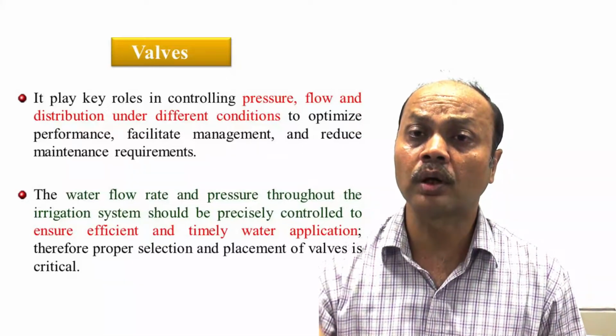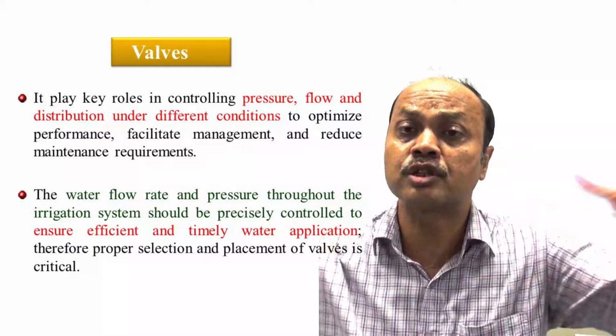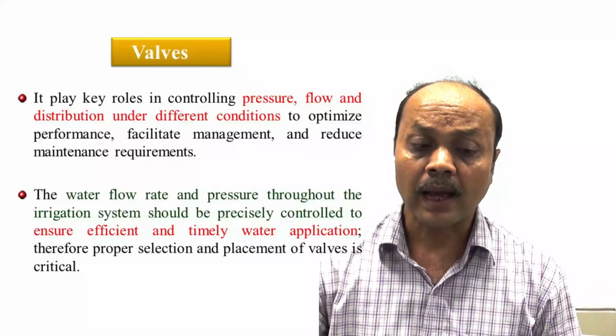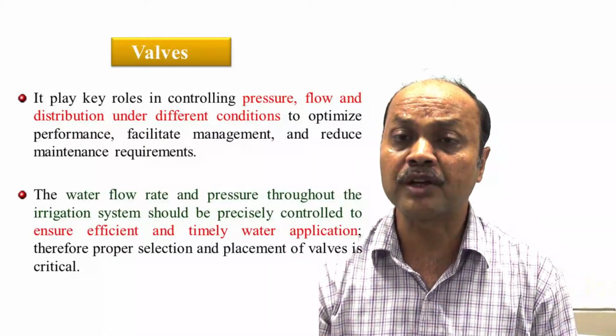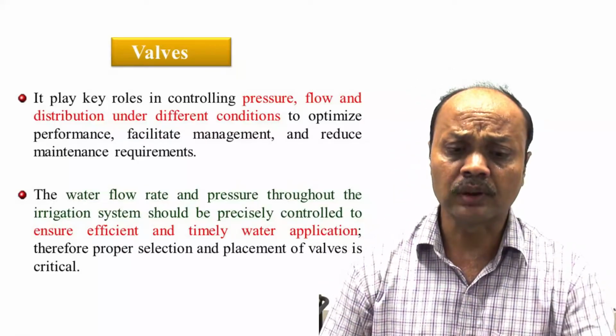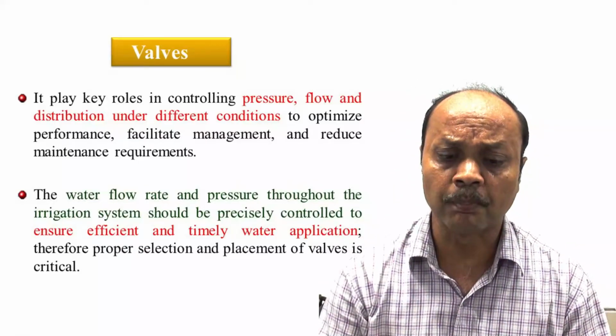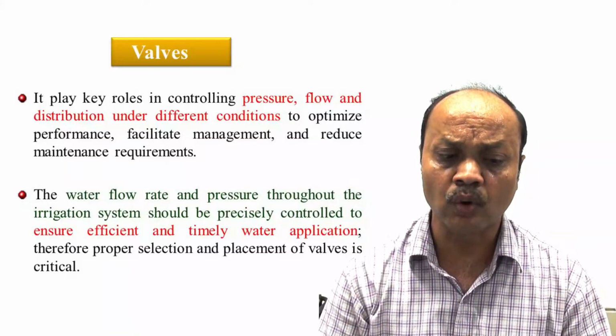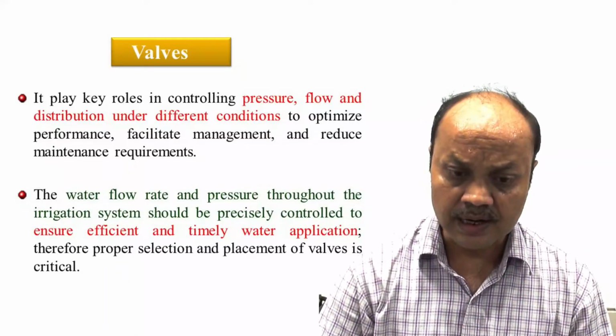And as I told in the picture, there are different components to do this efficiently. Basically, our goal is that the water should reach every point, and the pressure and flow of water should be uniform, based on which type of dripper you have used. So there are different types of valves you are using. The main purpose is controlling the pressure, flow and distribution under different conditions.